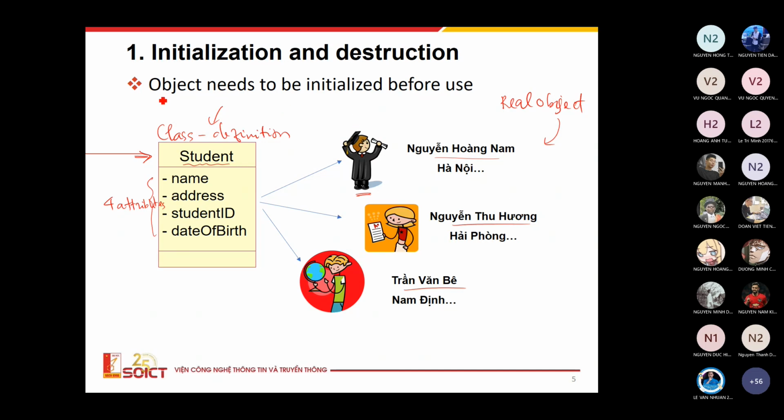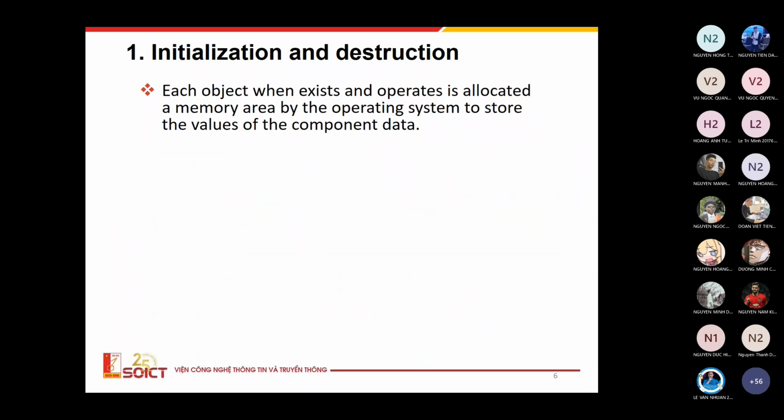That means when you use the object, this object needs to be initialized before use, the same as you do with a variable. And when an object is created, it will be allocated in a memory area by the operating system to store the value of the component data. Before, you learned that when you create a variable, for example, x of the type int, a box in the memory is allocated to store the value of x, for example, 12, 20. And now when an object is created, it is allocated in the memory also.